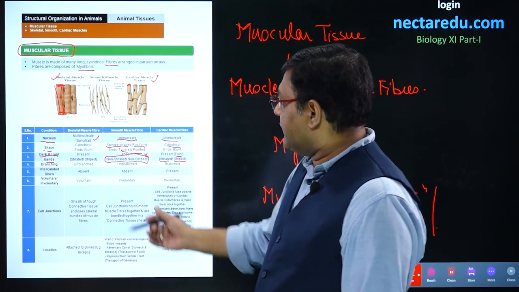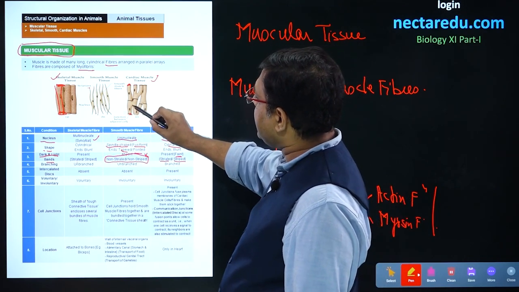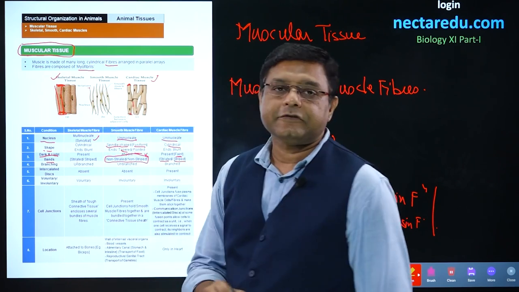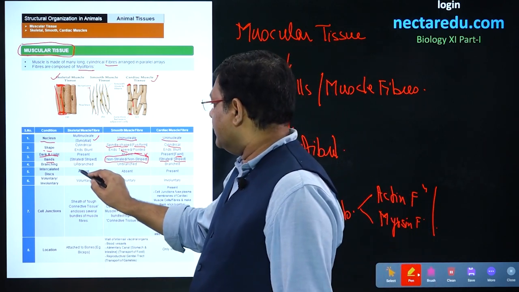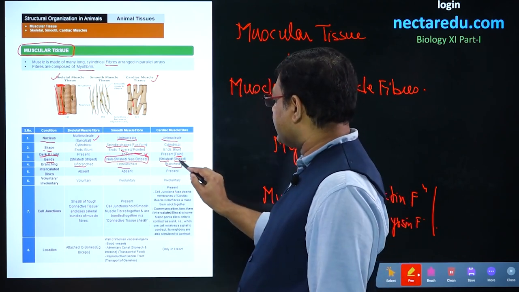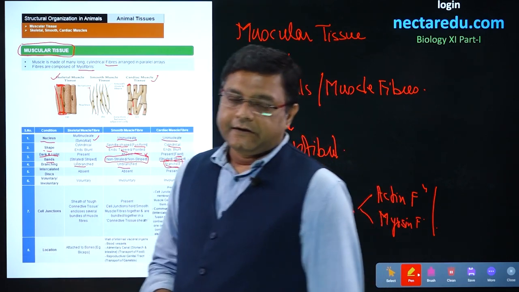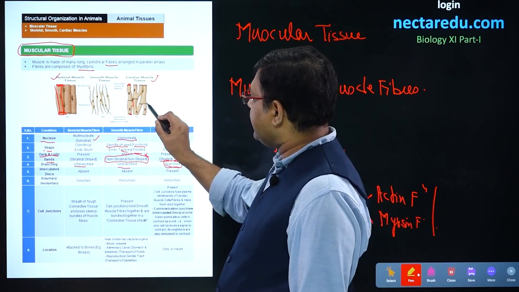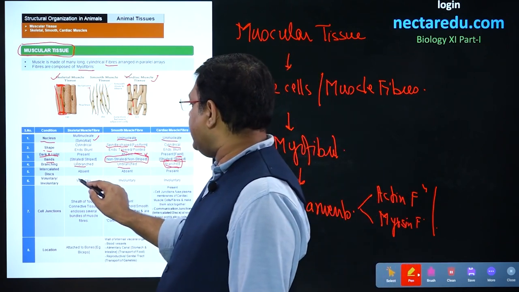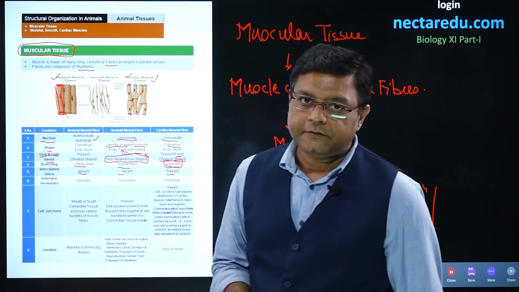Talking about the branching, we can see in the diagram that branching is present only in cardiac muscles. It is absent in skeletal and smooth muscles. So, the first two are unbranched, and cardiac muscles are branched. Next, we talk about the intercalated disc. Intercalated discs are present only in cardiac muscles, so they are absent in skeletal and smooth muscles.